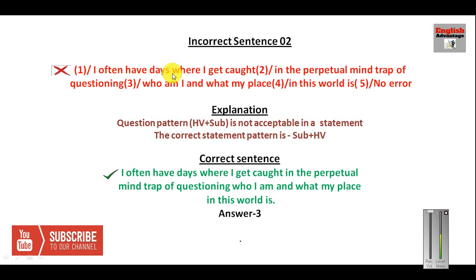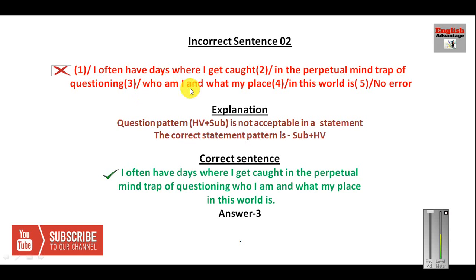I often have days where I get caught in the perpetual mind trap of questioning who am I and what my place in the world is. Now let us carefully examine the sentence right from the beginning. I often have days where I get caught. Till here this is correct. In the perpetual mind trap of questioning, till here also correct. Who am I? This is the question pattern, but this sentence is not the question. This sentence is the statement.